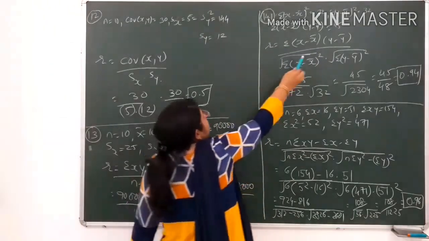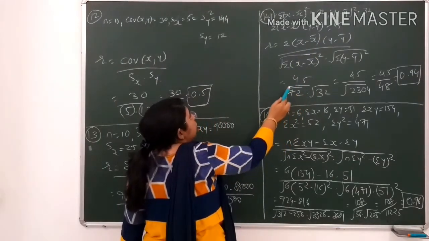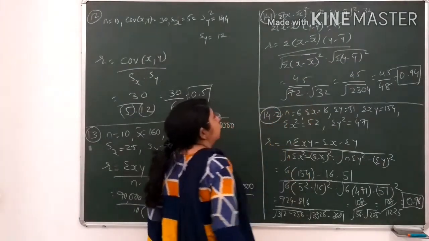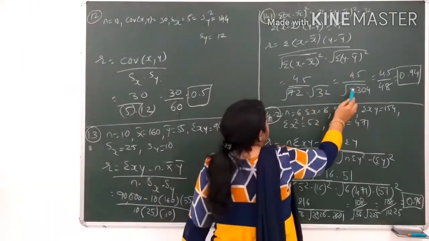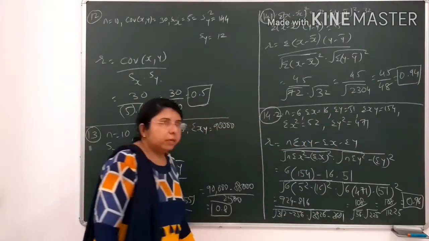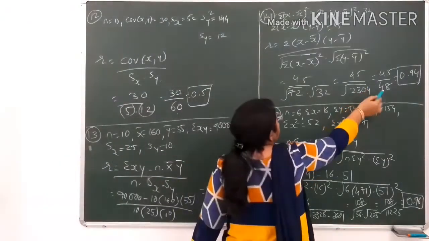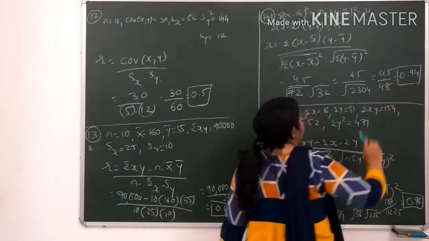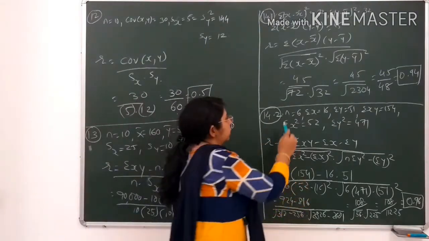So first of all, sigma x minus x bar into y minus y bar is given to you, that is 45. So 45 upon sigma x minus x bar whole square, which is given as 72, so 72 into under root of 32, that is sigma y minus y bar whole square. Now it is equal to 45 upon, by multiplying 72 into 32, it would come to 2304. That will be again in root, because we have to find the root of 2304. After finding the root it would come to 48. So 45 divided by 48 would come to 0.94.